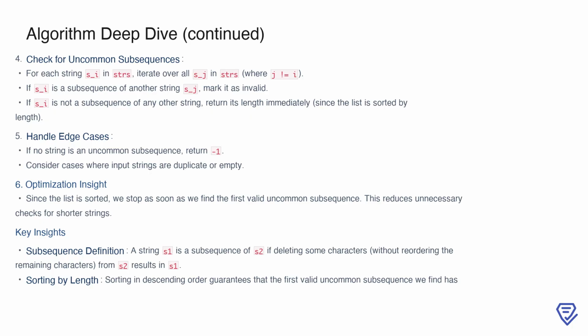To handle edge cases, we include checks for scenarios where no valid uncommon subsequence exists, in which case we return -1. Additionally, we account for duplicate or empty strings in the input. An important optimization insight here is that once we find a valid uncommon subsequence, we can stop further checks, as shorter strings do not need to be considered. This early termination significantly reduces unnecessary computations, especially for larger inputs.